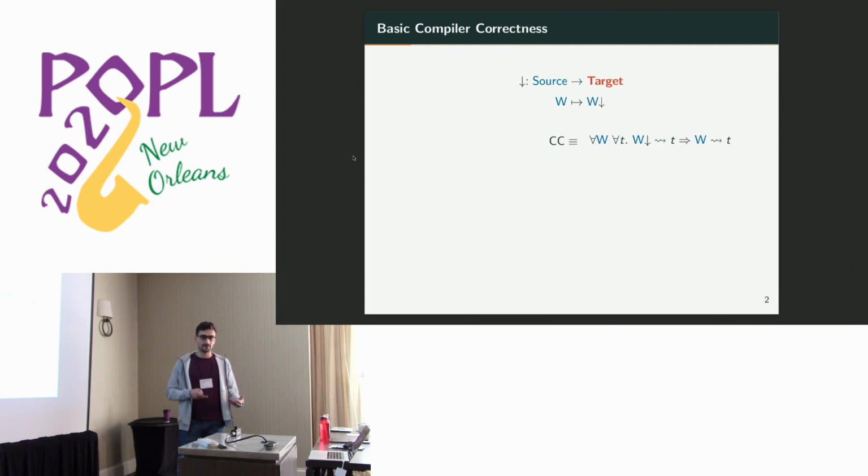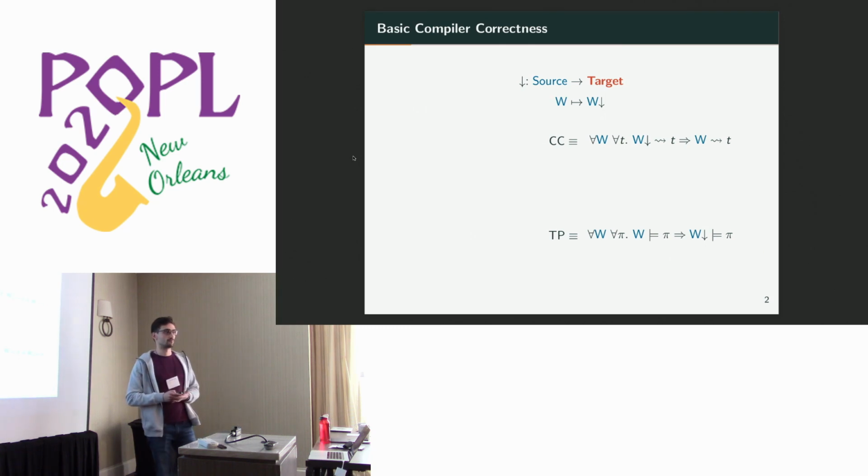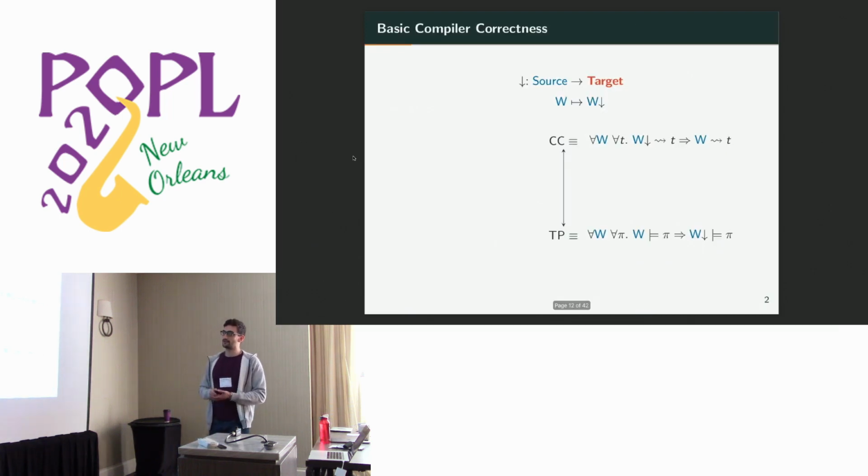But since I introduced trace properties, you might want to define compiler correctness in terms of preservation of these trace properties and say that whenever in the source your program satisfies a property, then the same property is satisfied after compilation by W compiled. And it's quite immediate to realize that actually these two criteria are equivalent, but still we would like to look at both of them at the same time.